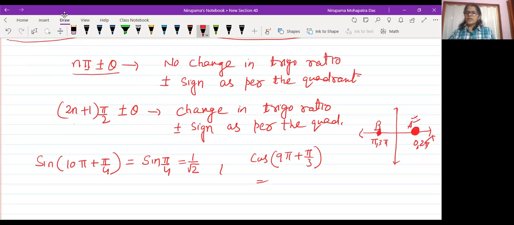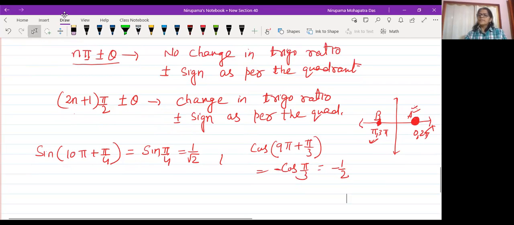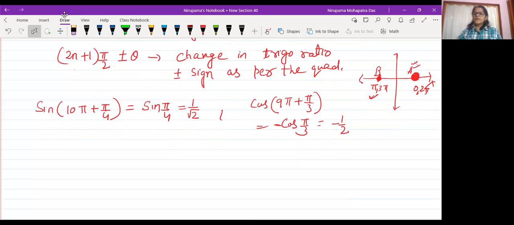Now 9 pi plus pi by 3 means you are coming to the third quadrant. So in the third quadrant, cosine is negative. So no change in trigo ratio means you write cos pi by 3, and plus minus sign as per the quadrant. It is in the third quadrant, so cosine is negative. Put minus sign here. Cos pi by 3 means cos 60 degree, 1 by 2. So you are getting minus 1 by 2. So any angle of any greater value, you can calculate very, very easily by using this trick.